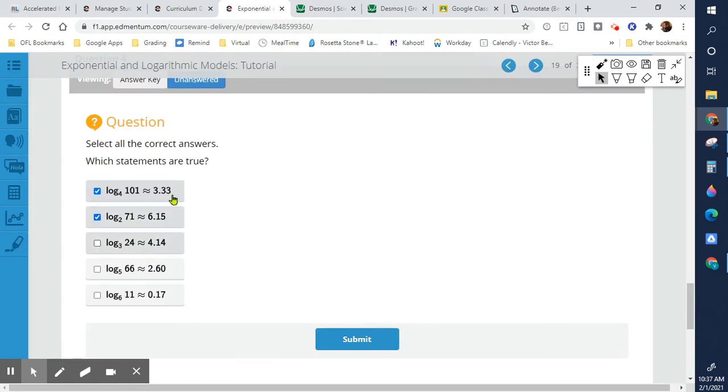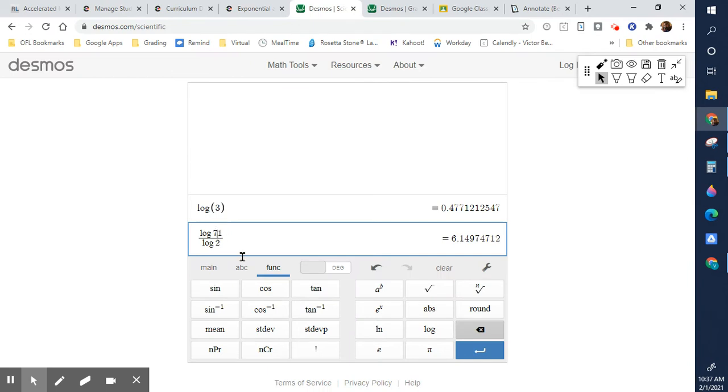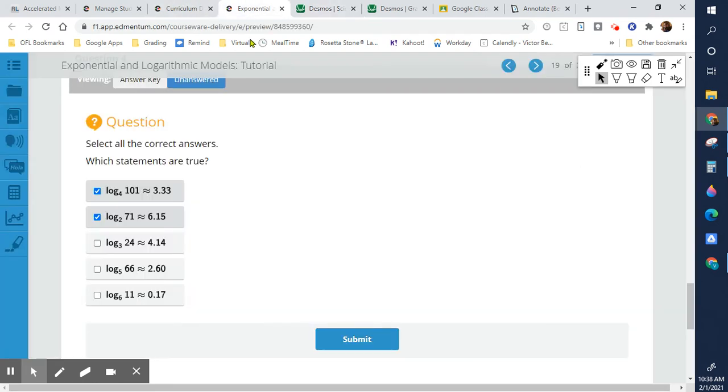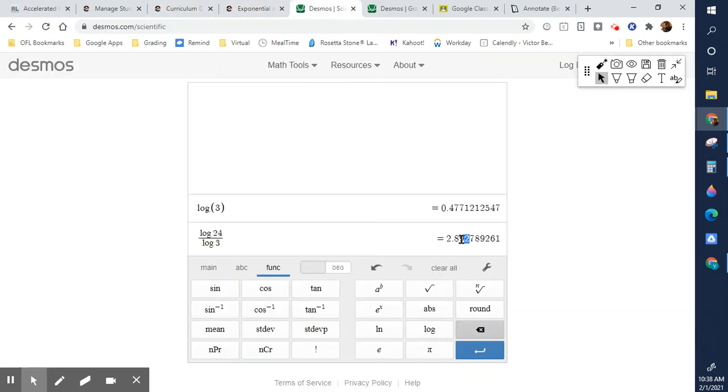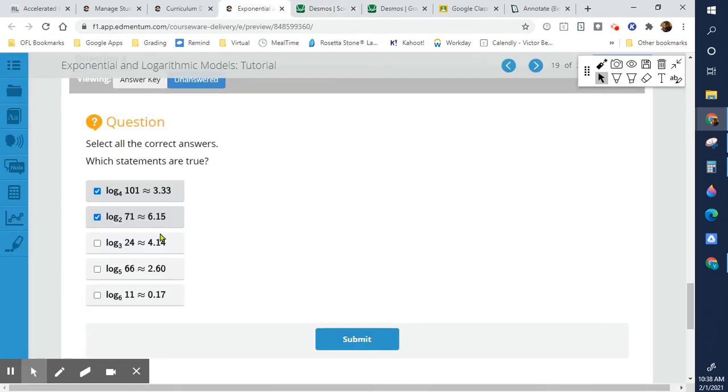And then 24 and 3. So I'm going to change this to a log of 24 over log of 3. And I get 2.98. This 2 doesn't change it. So 2.98. That could not be more different. I just double checked it right now. I was like, wait a minute. So that's wrong. So we're not going to check mark that.